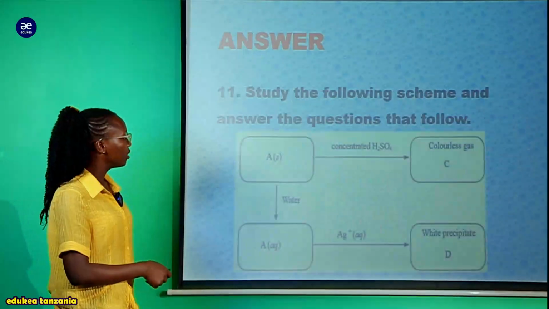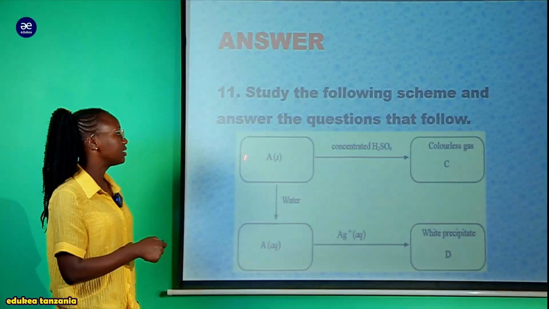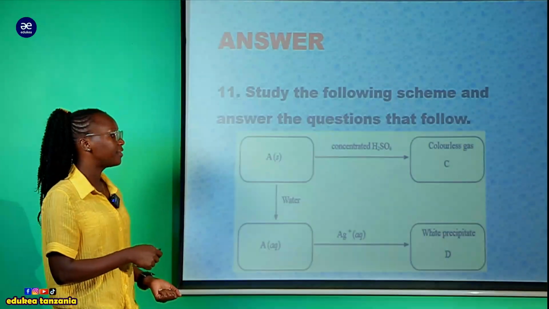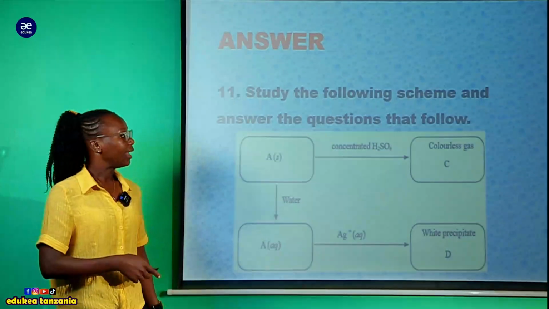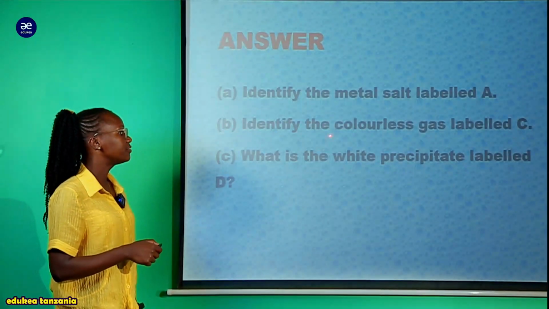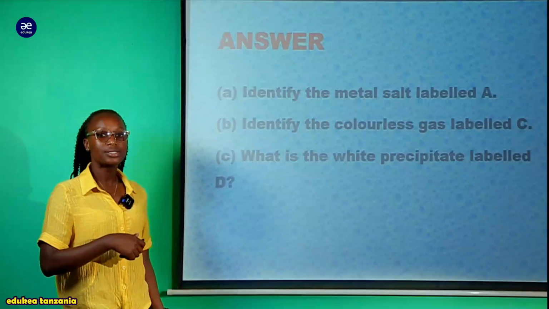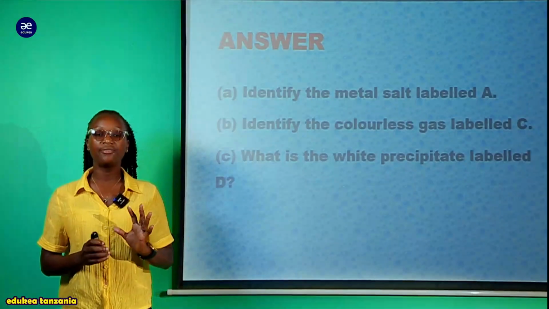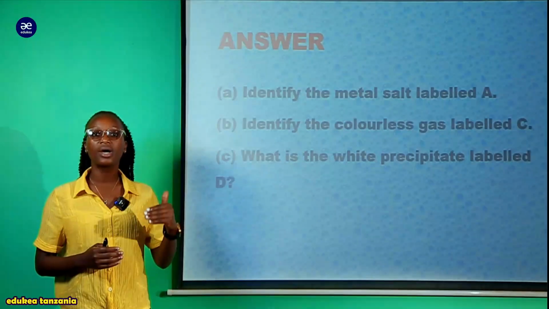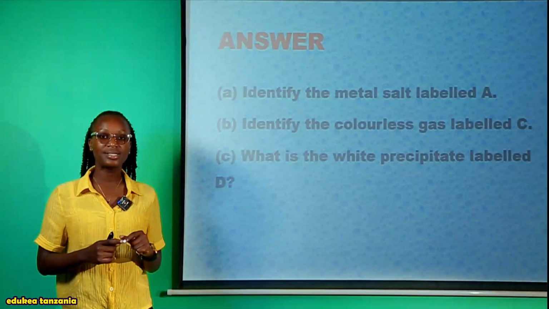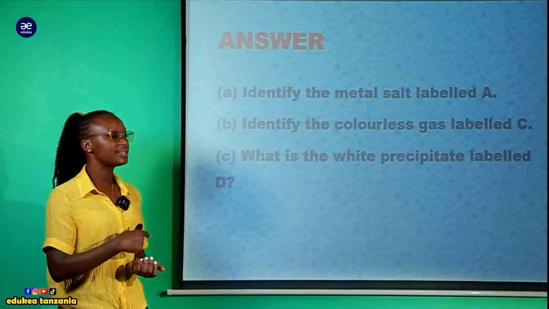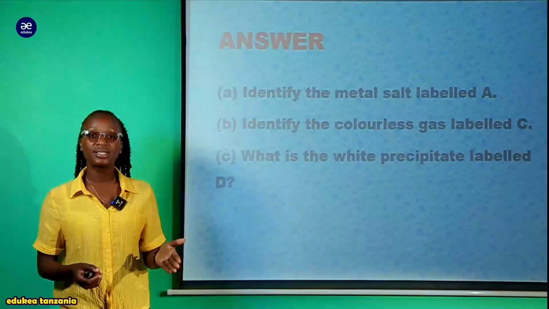Kwamba this kind of metal salt A, kumbe hii ilikuwa ni salt. Sasa tunaambiwa tu identify A ni kitu gani. Lakini pia anakuambia part B, our question states: identify the colorless gas labeled C. Kwamba ile A ilivyokuwa ni solid state ili undergo reaction at a condition of conc sulfuric acid kwenda kutengeneza the colorless gas ambayo ilikuwa labeled as C. So here is your task to identify what is that colorless gas.